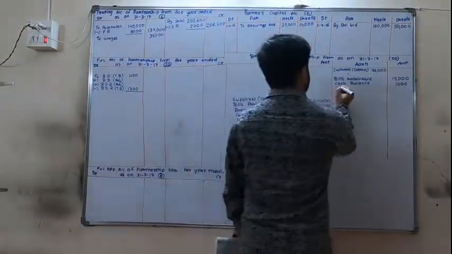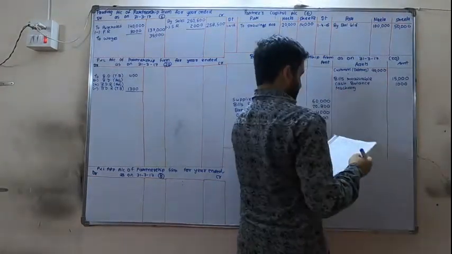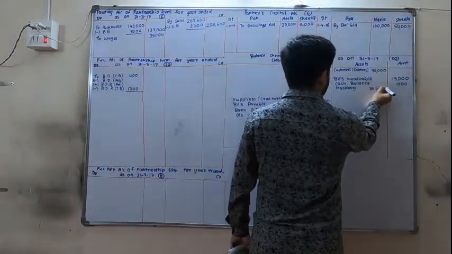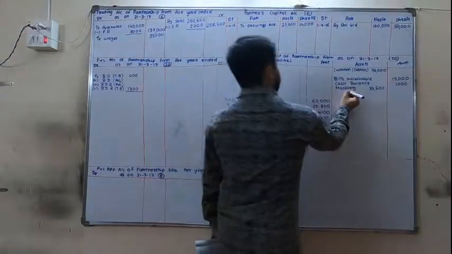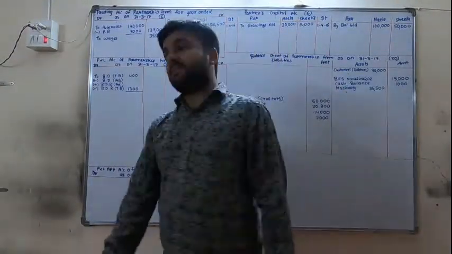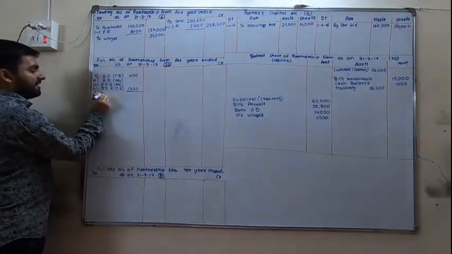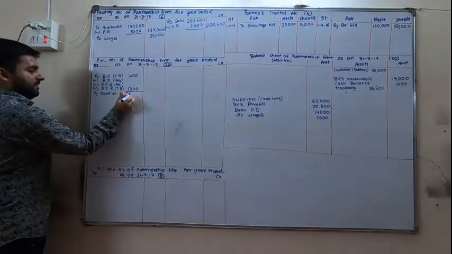Next we have machinery. Machinery is our asset. So on the asset side, machinery in the inner column 36,500. We need to calculate depreciation, so we are leaving one line. Again depreciation is given also, so we should write both the things. So depreciation will write here, depreciation on machinery.